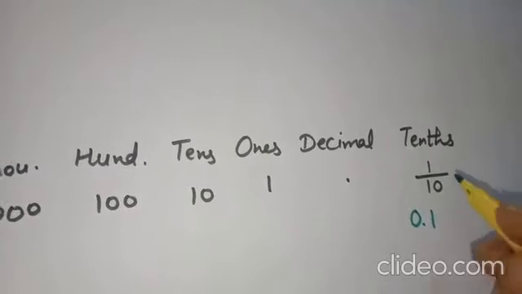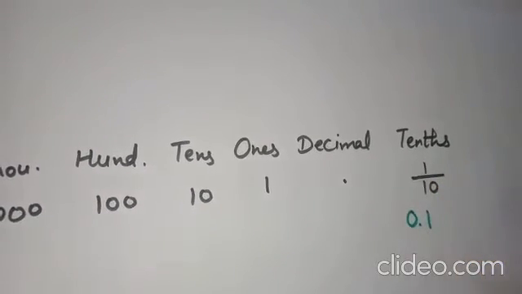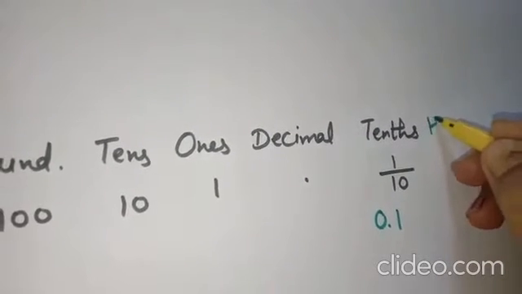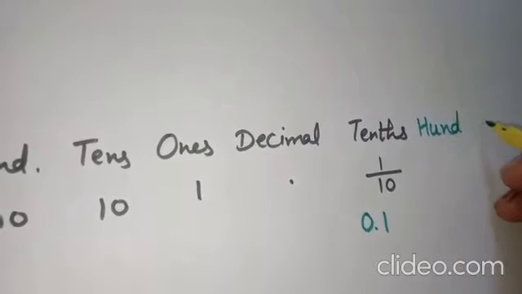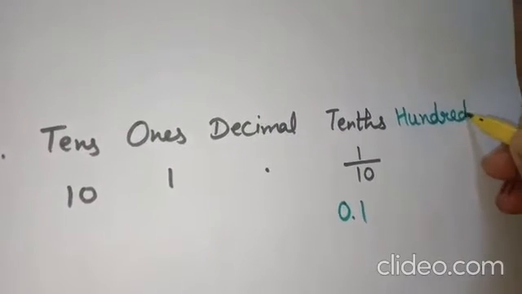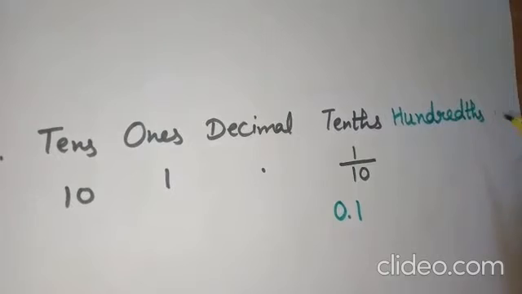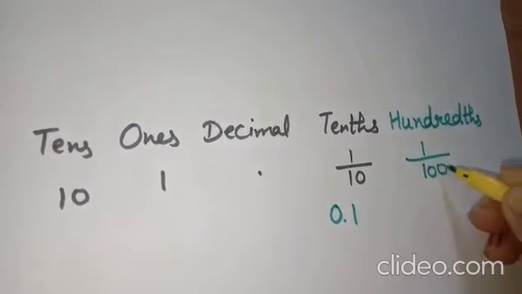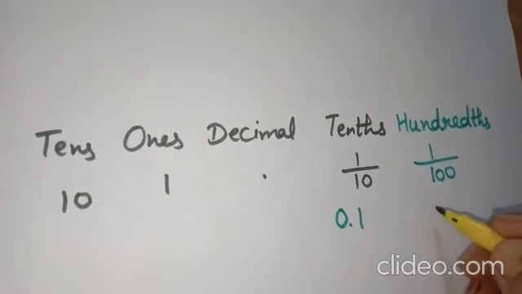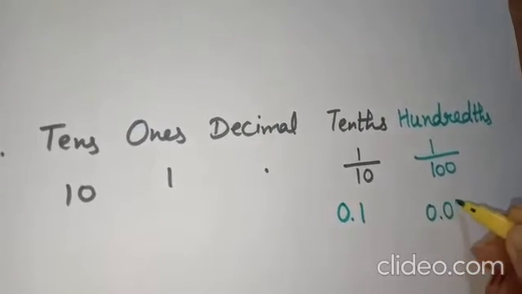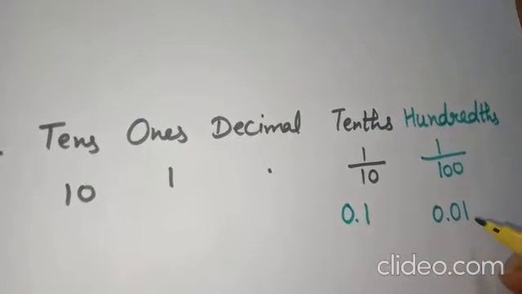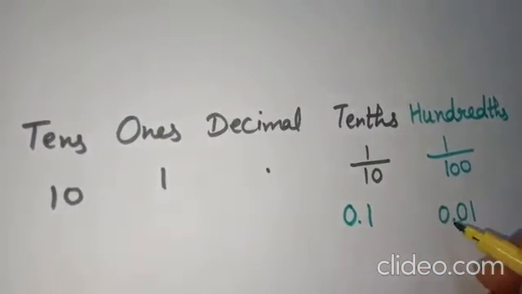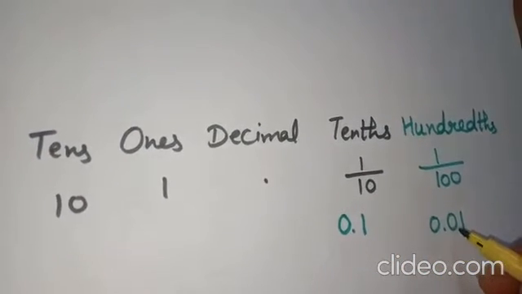Now if we want to further divide this 1 by 10 by 10, then the next column introduced here is hundredth. Hundred means 100 and ends with THS, hundredths. The numerical value for this is 1 by 100, which can be written as a decimal, 0.01, meaning the second place after the point. Here the first place after the point is called tenths and the second place after the point is called hundredths.